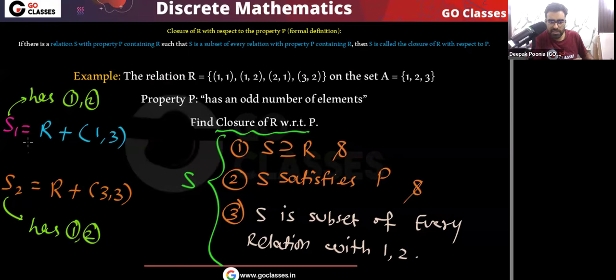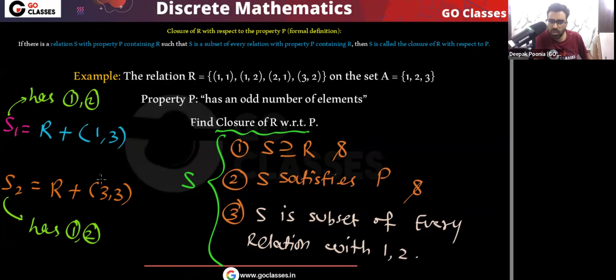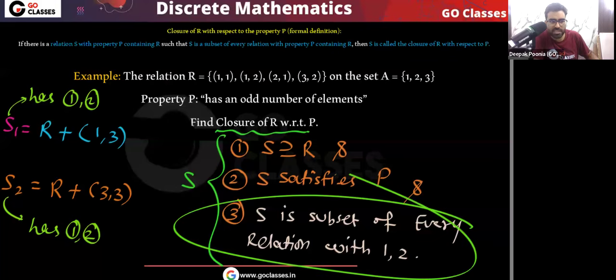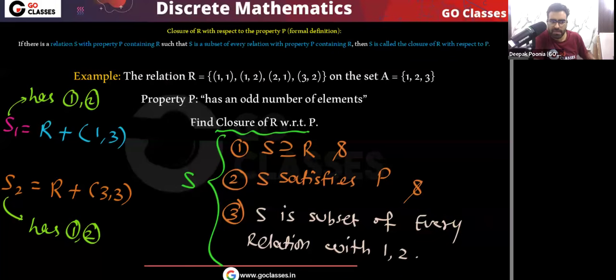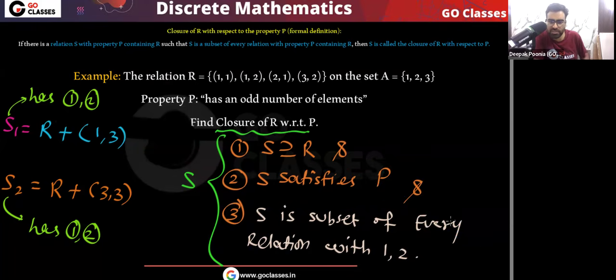Now tell me, is S1 a subset of S2? No, S1 is not a subset of S2 because in S2 we don't have 1 3. Is S2 a subset of S1? No, because in S1 we don't have 3 3. Did you get the point? Now this third statement you cannot satisfy. Whatever you do, you can never satisfy the third statement. If you satisfy 1 comma 2, then you cannot satisfy the third statement.